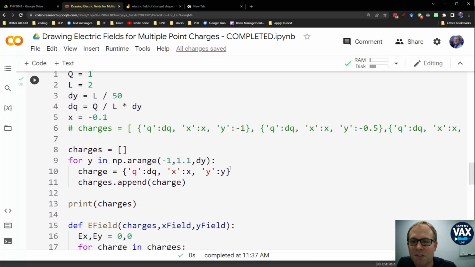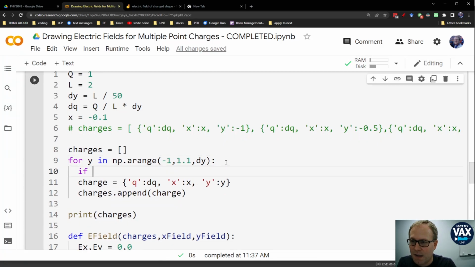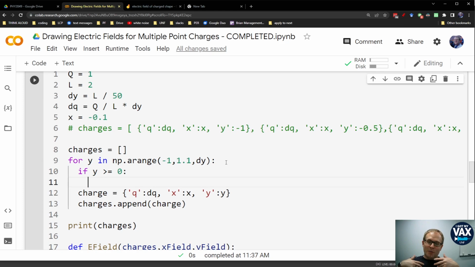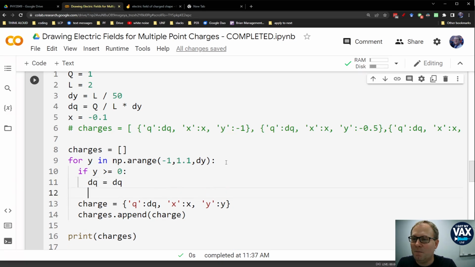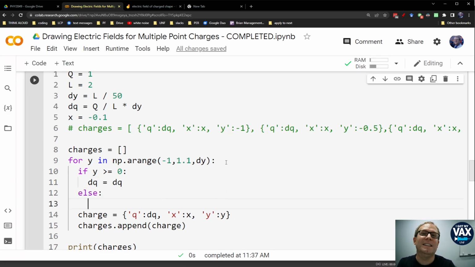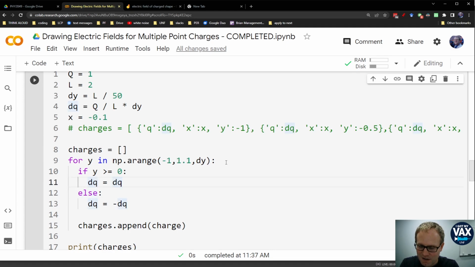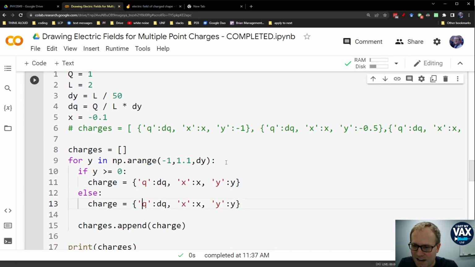Well, one way I could do that would be to just ask it what the current value of y is, right? So if y is greater than 0, let's make it greater than or equal to, just in case we stumble upon 0. If y is greater than or equal to 0, then we're going to make DQ just stay the same. But otherwise, if y is less than 0, we're going to make DQ equal negative DQ. Oh wait, except I don't want to do that because that will permanently change DQ. So instead, let's do it this way. Let's have it take charge in here, and there it'll do the positive, and here it'll do the negative.